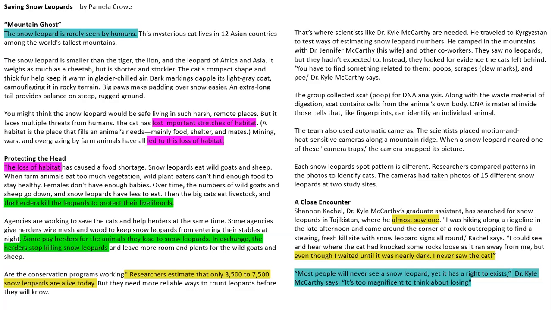Each snow leopard's spot pattern is different. Researchers compared patterns in the photos to identify cats. The cameras had taken photos of 15 different snow leopards at 2 study sites.